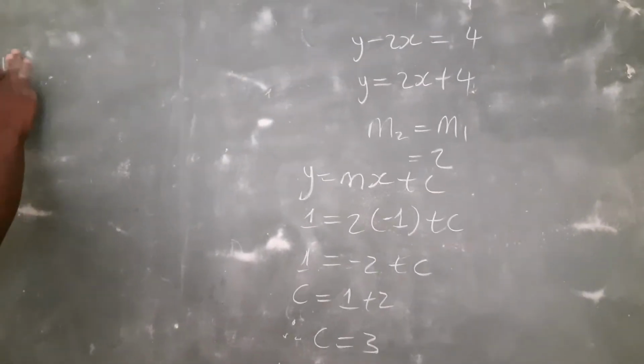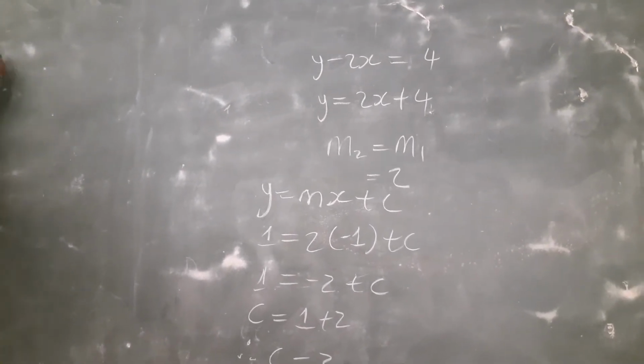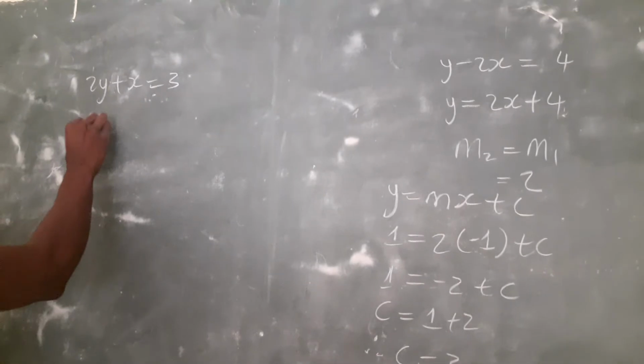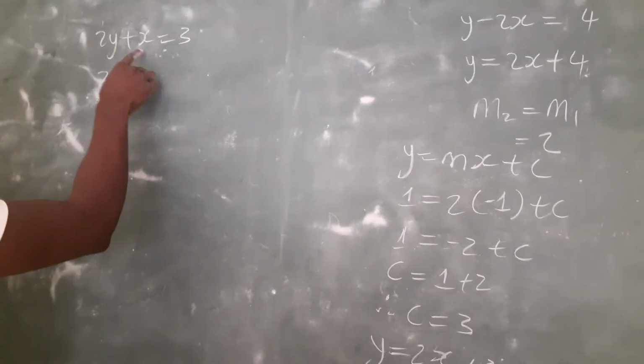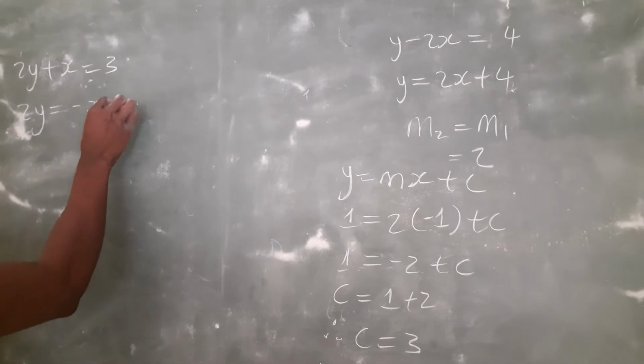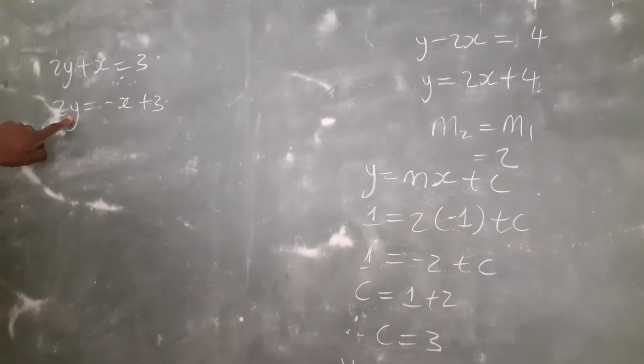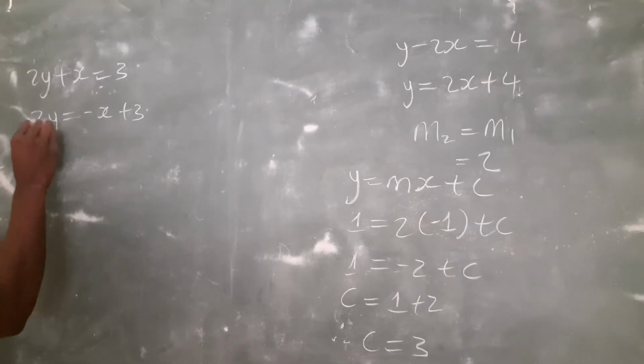Now making y the subject of the formula means I have 2y plus x is equals to positive 3, and then making y the subject of the formula, I'm going to have 2y is equals to, I take x that side, it will be negative x plus 3, and then but I want to make y the subject of the formula, I divide both sides by 2.